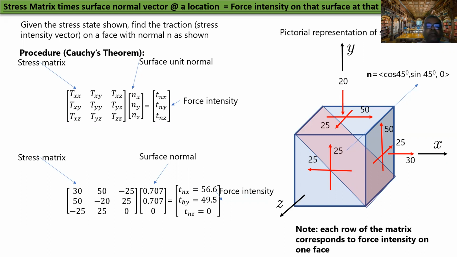Okay, then multiply it with the surface normal. The normal to the surface was given as cos 45, sin 45, 0, that is 0.707. Do a matrix multiplication. You'll get Tnx is 56.6, Tny is 49.5, all this in megapascals. Tnz is 0. It should be Tny and not Tby. Okay, this is how we represent stress, and this is how we compute the traction on any surface. This is very, very important because this is how we know how to specify things on the boundary.